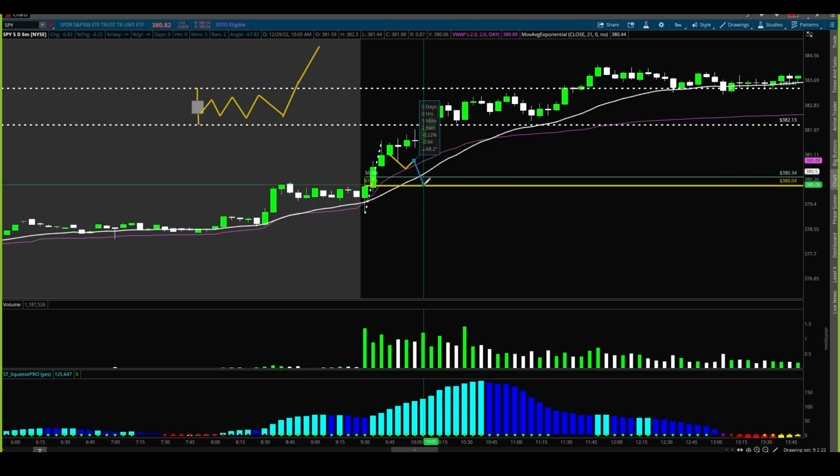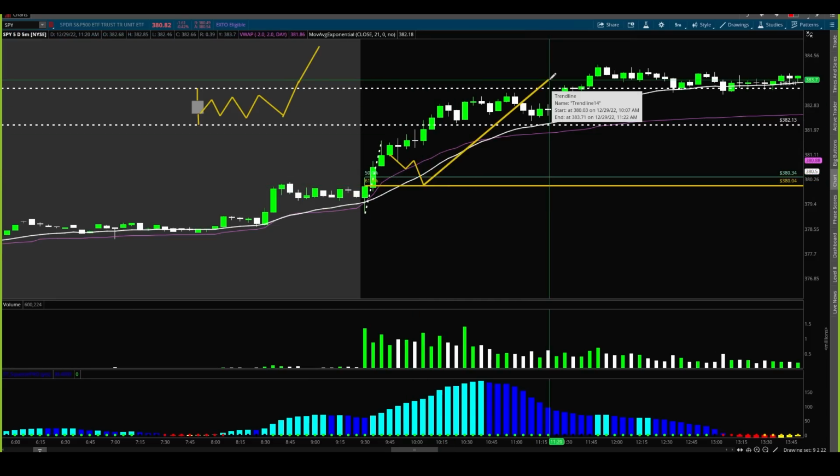And it came down to the 61.8. I was like, all right, I'm gonna try it here. And this thing literally exploded. So I had a beautiful trade just based off of a 61.8% bounce. So I was like, okay, that's pretty cool. Let me try it again.